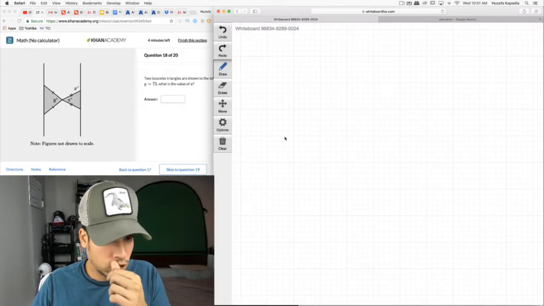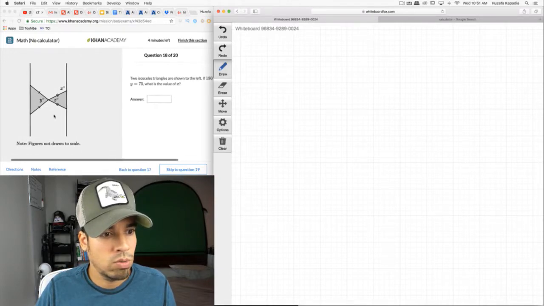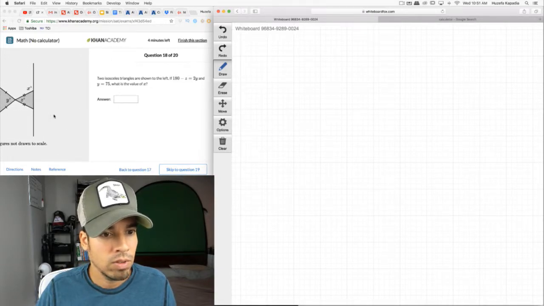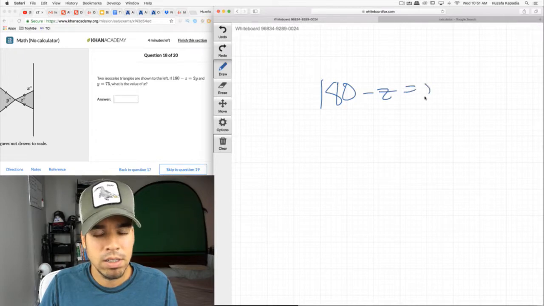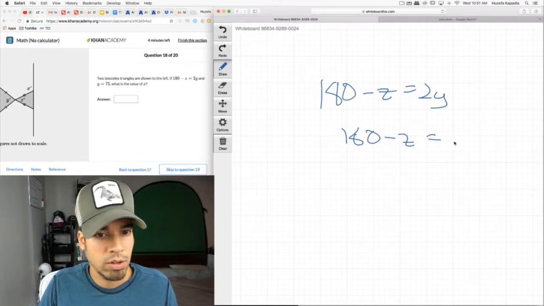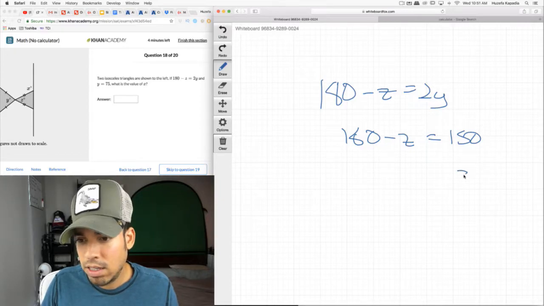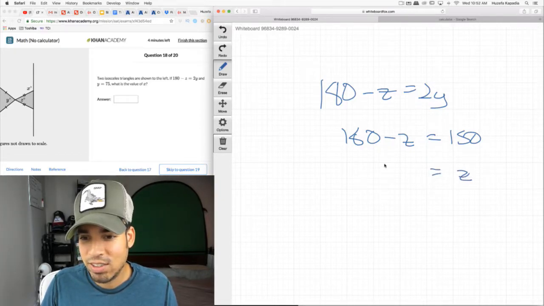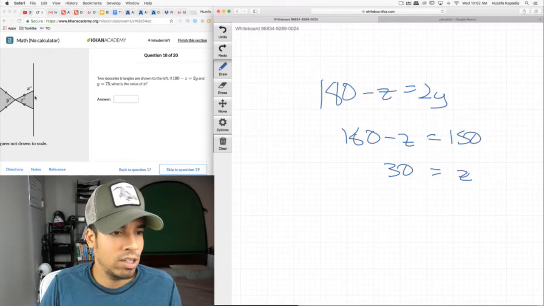All right, two isosceles triangles are shown to the left. If 180 minus z equals 2y, y equals 75, what is the value of x? 2y, and y equals 75, so that's 150. I'm just plugging and chugging. I'm going to add z and subtract 150, make this faster. Z equals 30. So now I know that z equals 30.